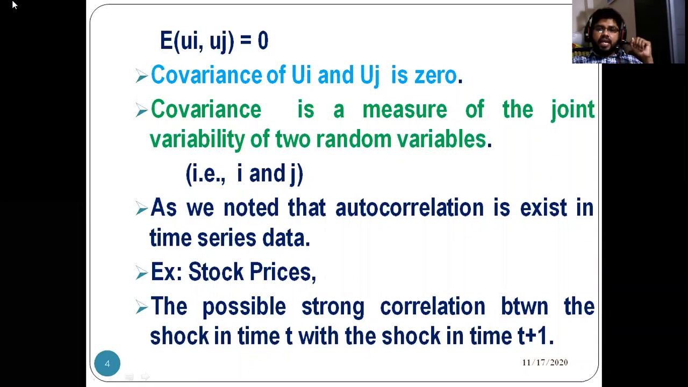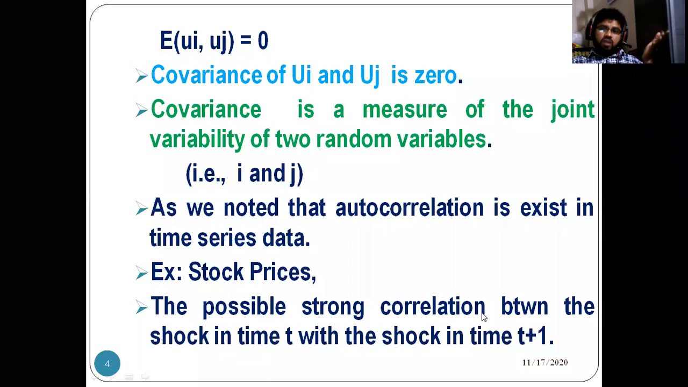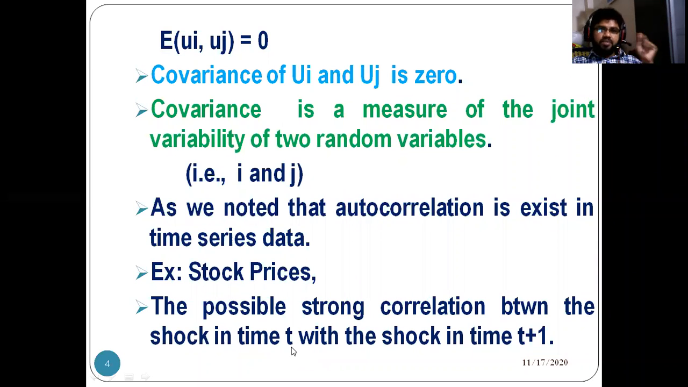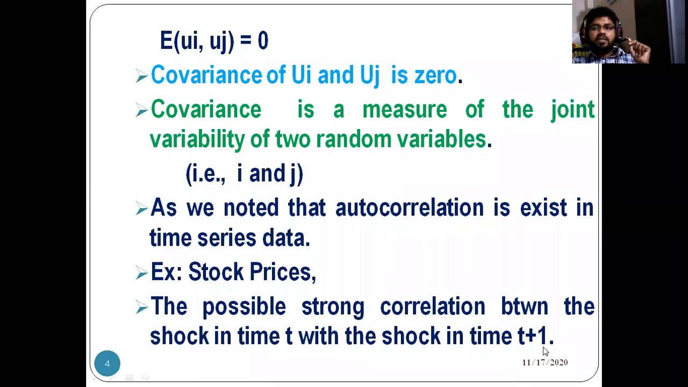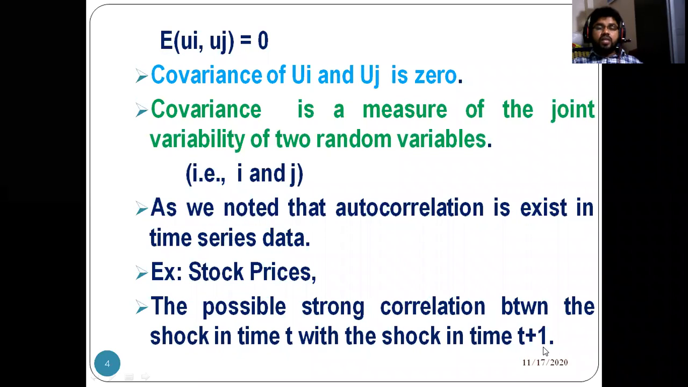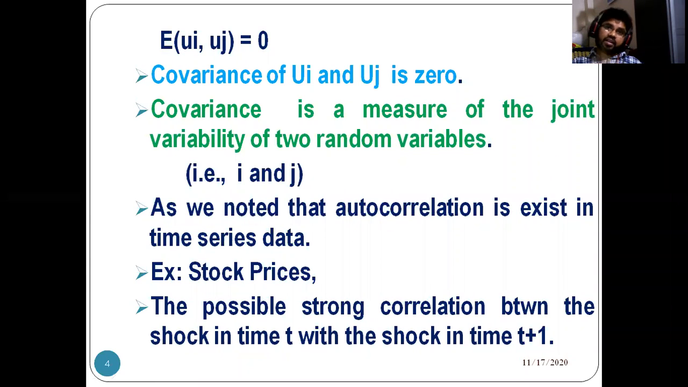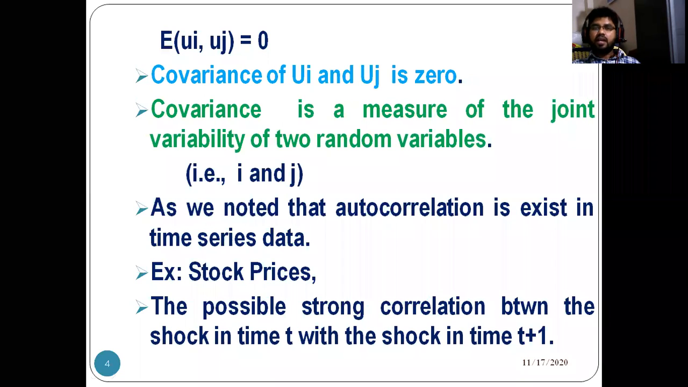For example, consider the possibility of strong correlation between the shock at time t in the time series and the shock at time t plus 1. Today's stock price may affect tomorrow's stock price. There is a t plus 1. Tomorrow's stock price depends on today's.